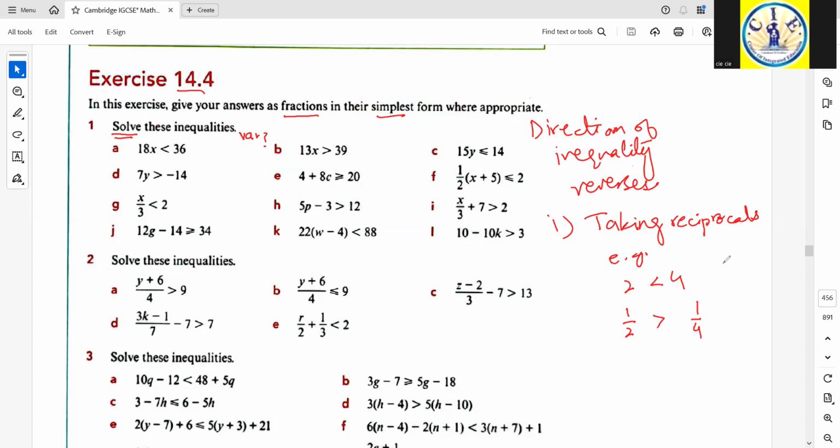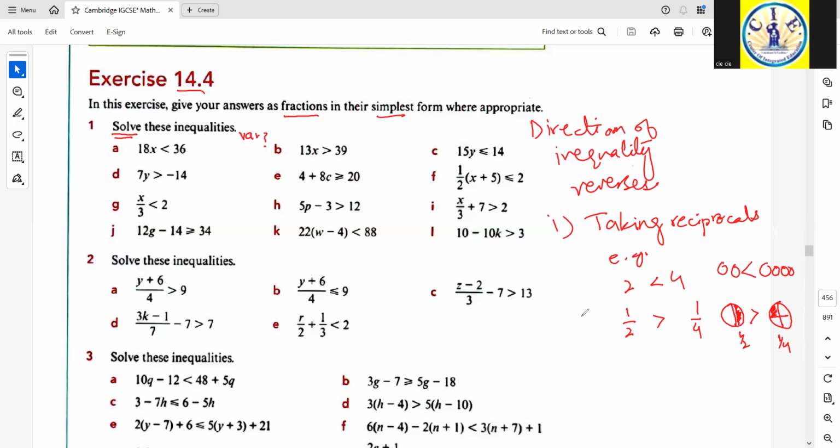This is because, for example, 2 is lesser than 4. But when we calculate half and a quarter, half is obviously greater than a quarter. So this is an example.